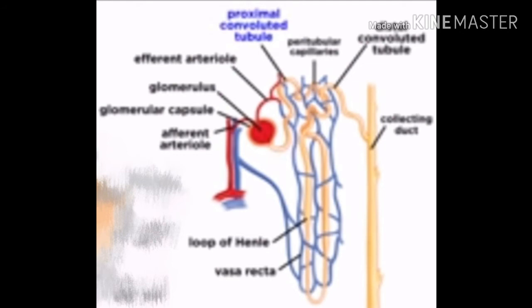Filtrate will pass through all of these while being processed, reabsorbing water and solutes to bring back to the bloodstream, and what is left after this will empty into the collecting duct, each of which collects filtrate from many tubules. These run down into the medulla pyramid, fusing as they go, and finally deliver urine into the calyces.